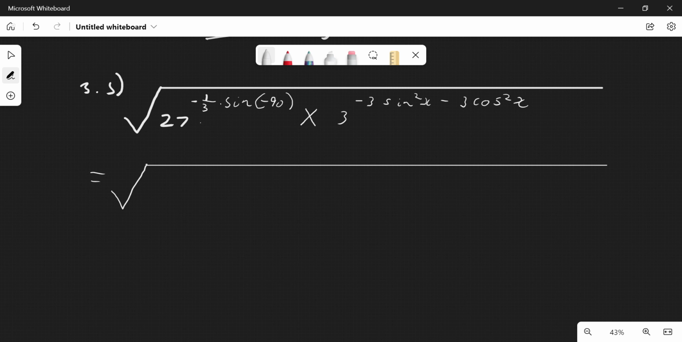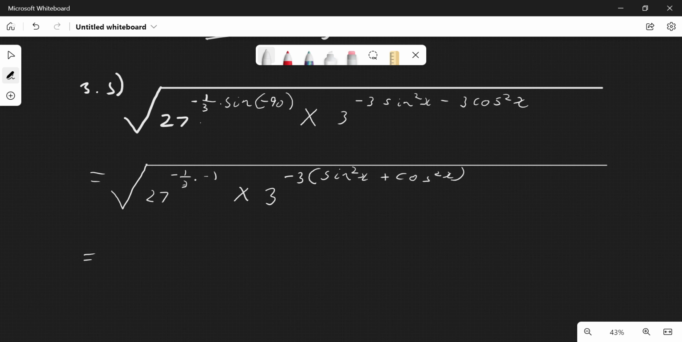So let's do this. 27, right, is equal to negative 1 over 3. If I put sine of negative 90 into my calculator, that gives me negative 1. So that's negative 1 over 3 times negative 1, all right? And that's all multiplying 3. I've got a 3 there, I've got a 3 there. So I'm going to take out a common factor of negative 3. And that gives us sine squared x plus cos squared x. Alright, perfect.